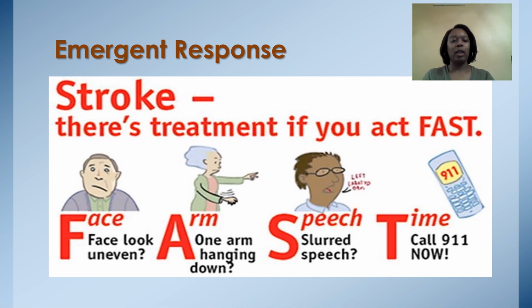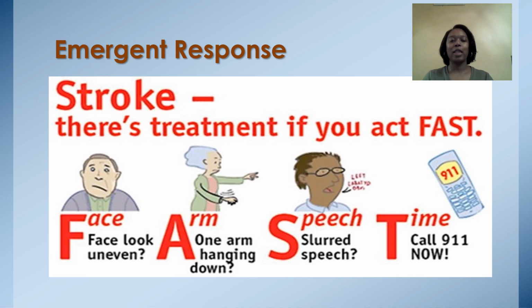FACE, which stands for F in FAST. Does the face look uneven? And often the nurse will ask the patient to smile. And sometimes you don't need to smile just to see the droop. Arm stands for A in FAST. Does one arm hang lower than the other? If you ask the patient to raise their arm, one drifts.